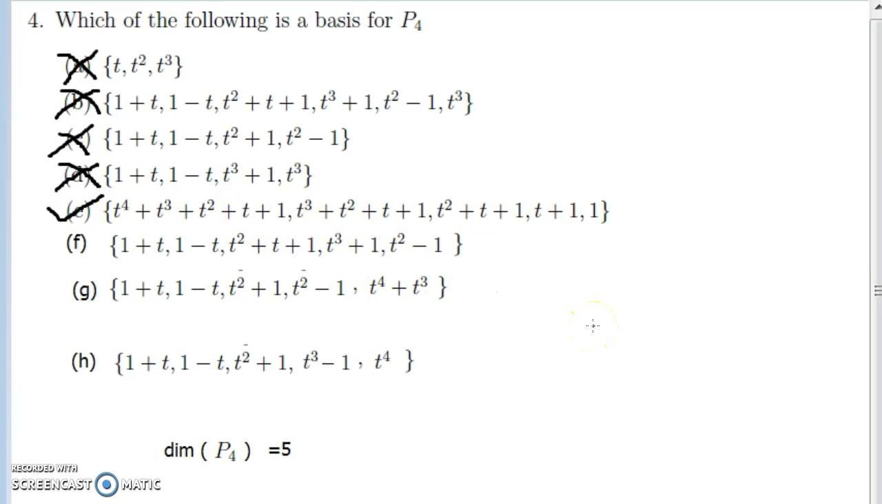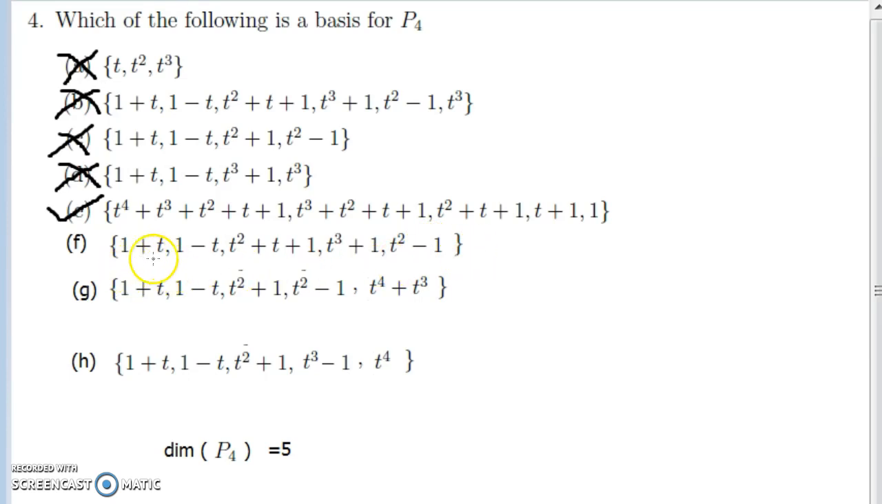But I added F, G, and H because these are more interesting. They all have the correct number of elements, but are they bases? Let's look at F. 1, 2, 3, 4, 5. Wait, it has 5 elements. Why is it not a basis?